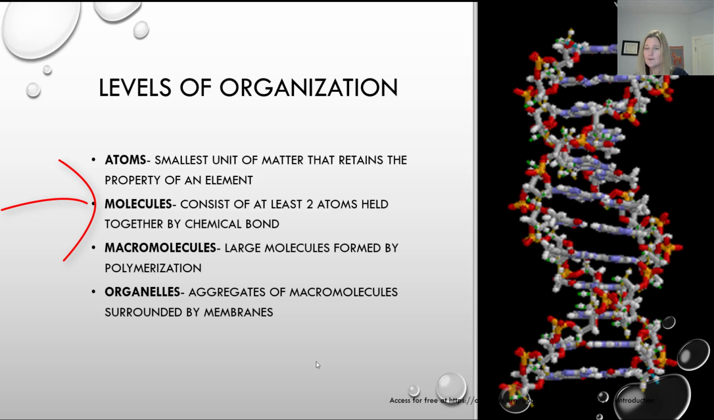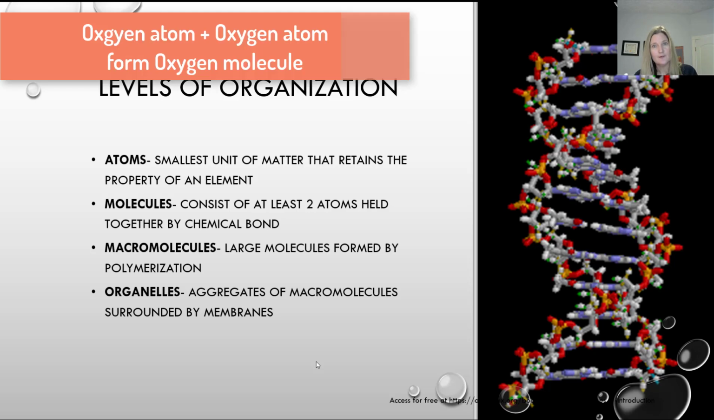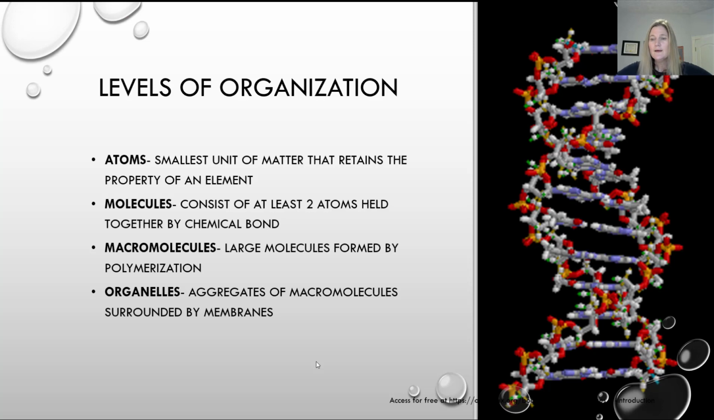Okay, so a molecule consists of at least two atoms held together by some sort of chemical bond. So for example, if I take our oxygen and combine it with another oxygen with a double bond, it forms an oxygen molecule that has two oxygen atoms there. I can even take it at a larger scale and have multiple molecules connected together to form a macromolecule.